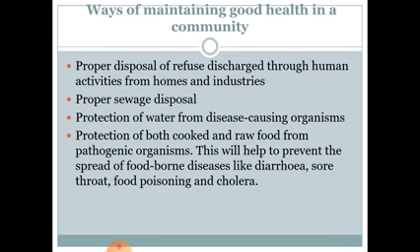How can a community maintain good health? Effective public health administration in a community can be achieved through the following ways: proper disposal of refuse discharged through human activities from homes and industries, proper sewage disposal, protection of water from disease-causing organisms, protection of both cooked and raw food from pathogenic organisms. This will help to prevent the spread of foodborne diseases like diarrhea, sore throat, food poisoning, and cholera.